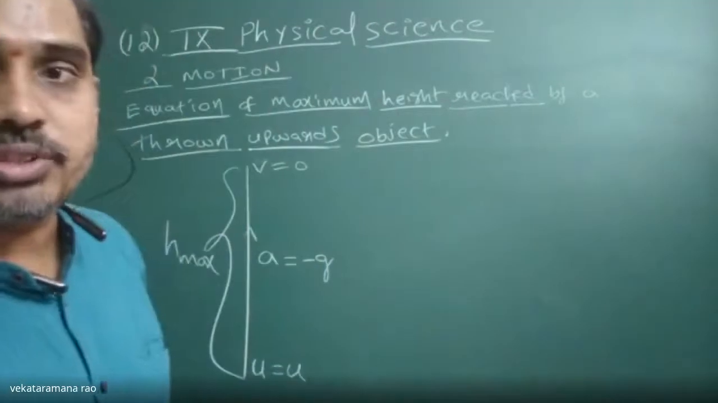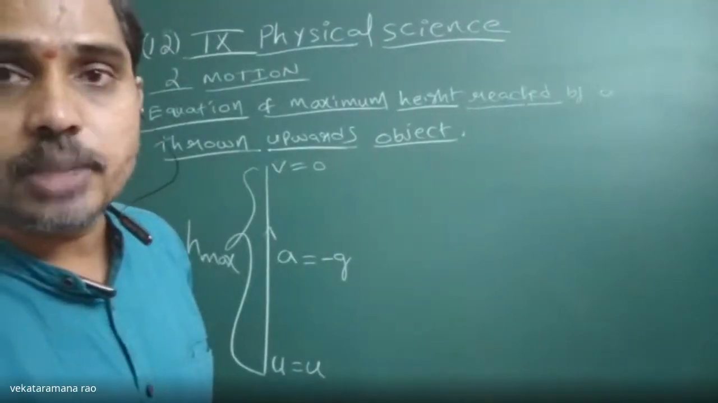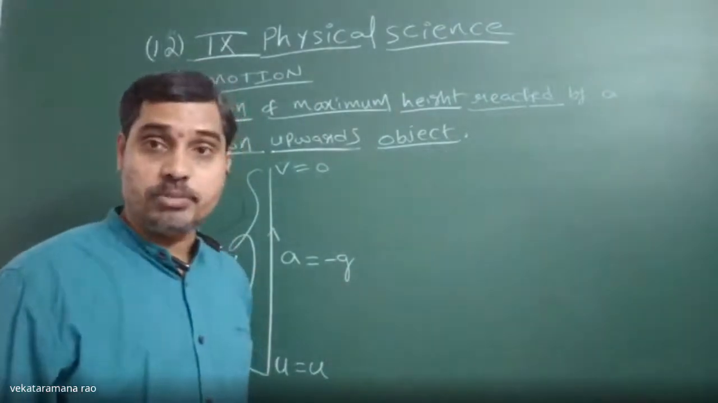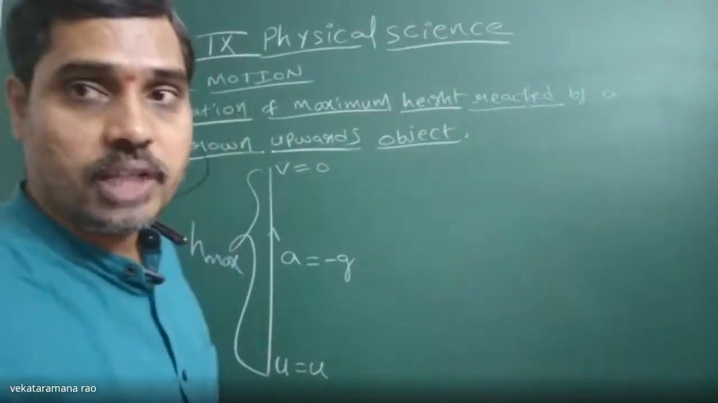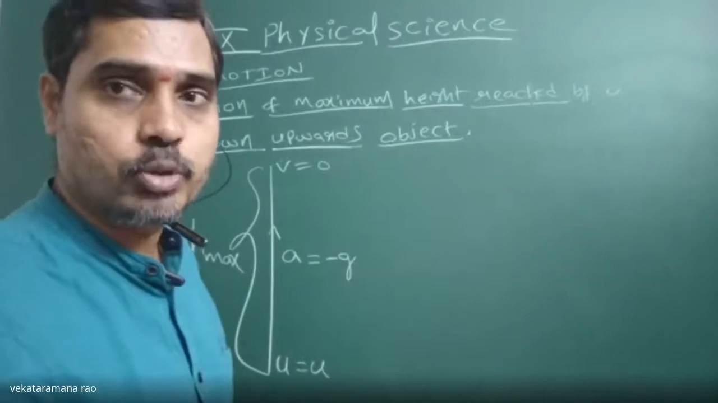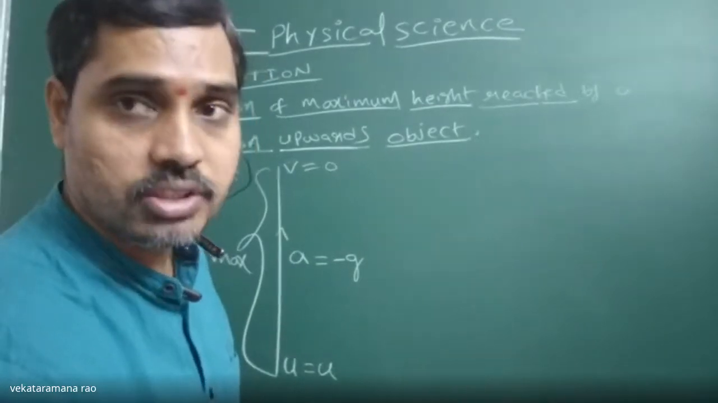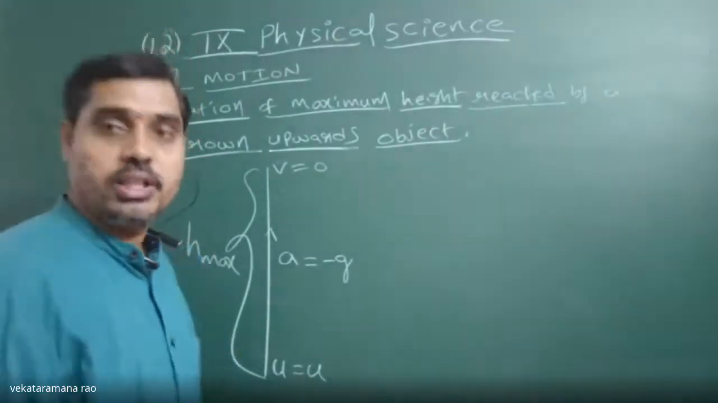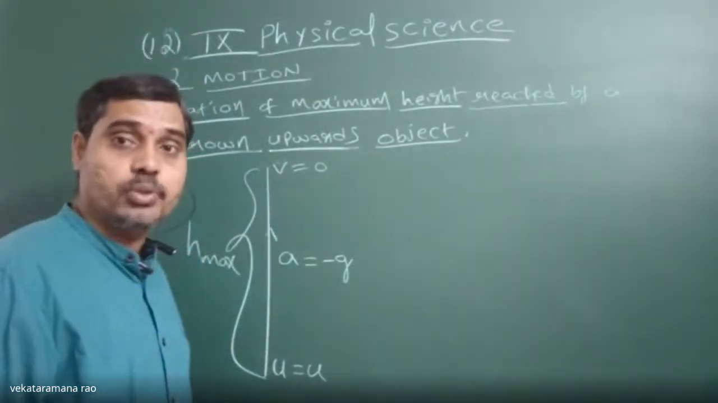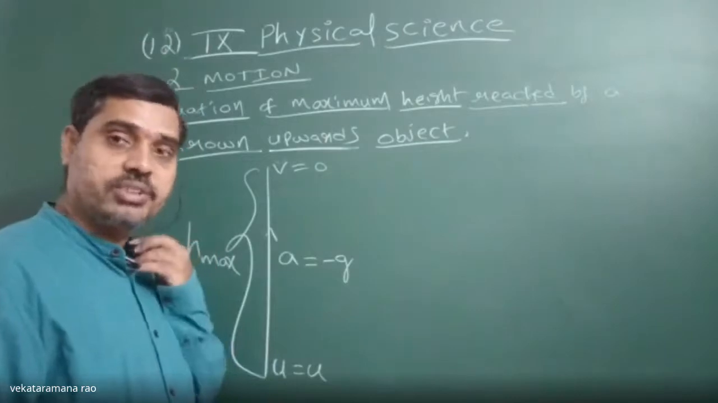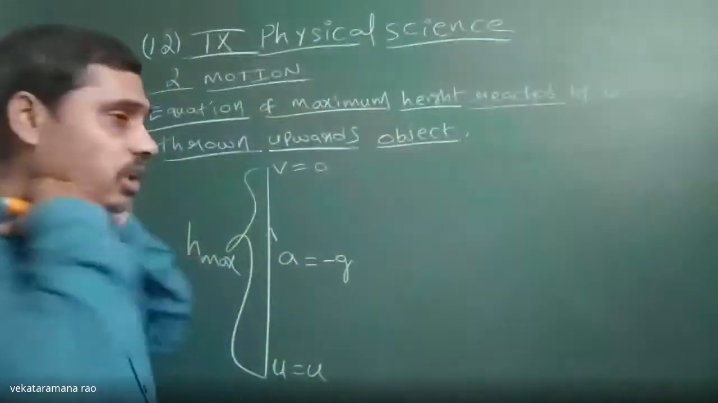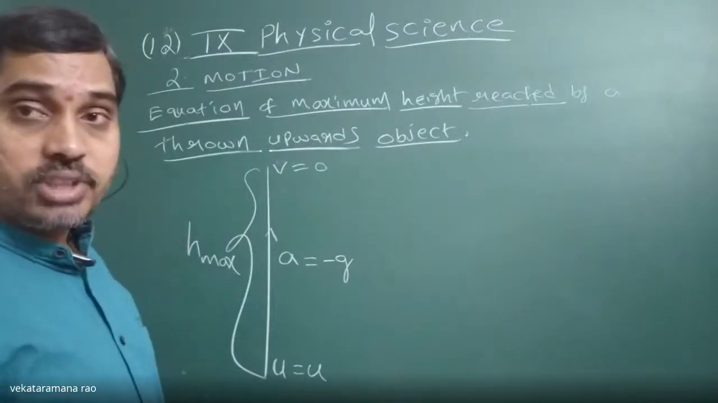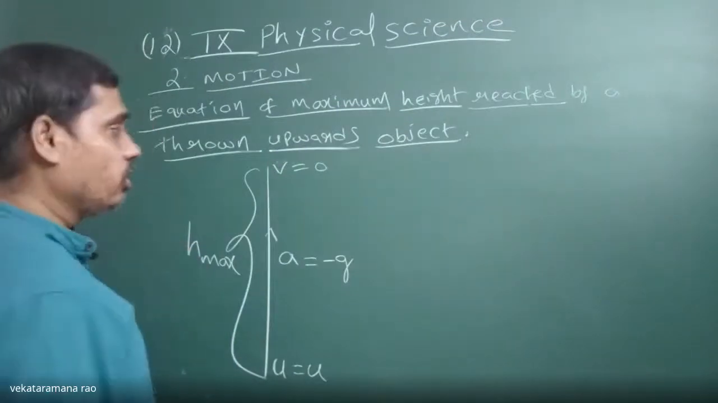Why is a equal to minus g? Because the body is moving against the gravity. Since it is moving against the gravity, acceleration due to gravity is minus g. So let us substitute these conditions in the equations of motion of a body which is thrown upwards. Now, what are the equations?